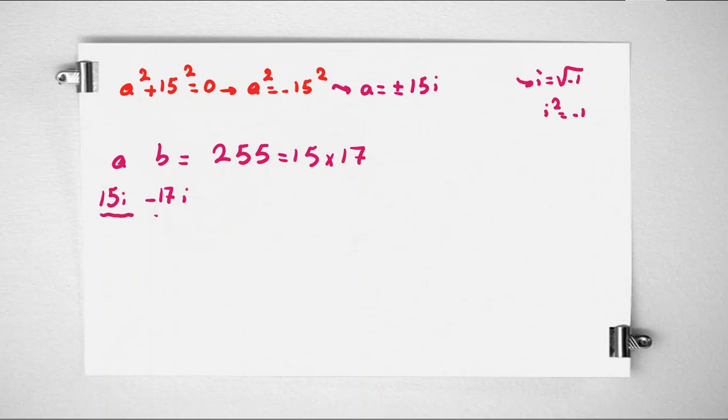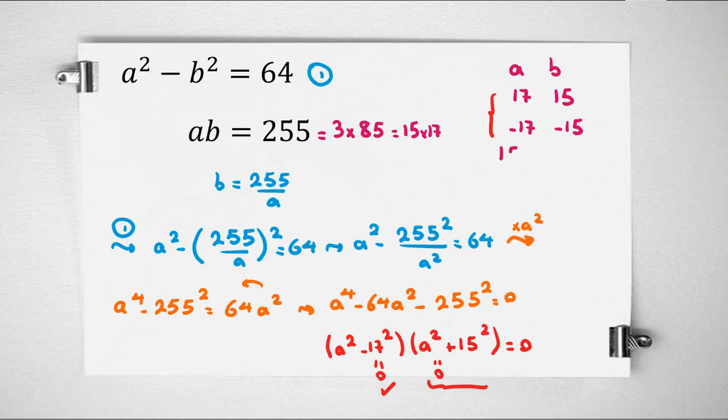Okay, if A is 15i, B should be negative 17 over i, which is 17i over i squared, negative 1. The product will be 15 times 17. The next one, negative 15i: we can see that B will be 17i. So let's write: 15i, negative 17i. And the next one is negative 15i, 17i. Okay, so the first two answers are in real numbers, and all four answers are in complex numbers. Complex numbers include also real numbers.